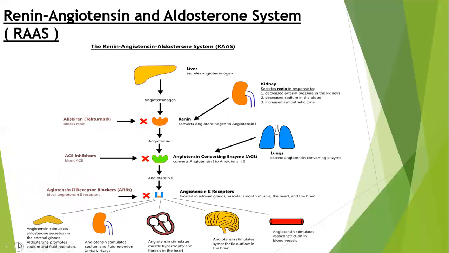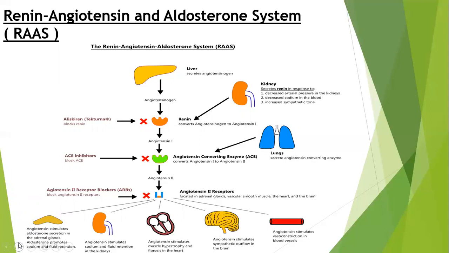So now we will talk about the renin, angiotensin, and aldosterone system. This is very useful, the RAS pathway and the RAS system. How does it work? From the liver, it secretes angiotensinogen. With the help of renin, renin converts angiotensinogen to angiotensin 1. From angiotensin 1, with the help of angiotensin converting enzyme, ACE, which comes from the lungs, it will help form angiotensin 2.